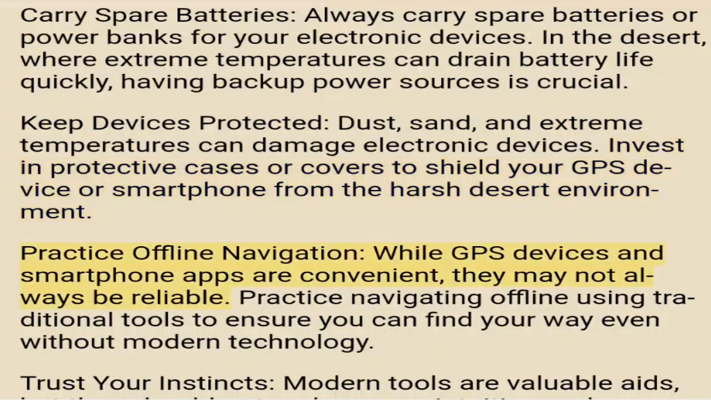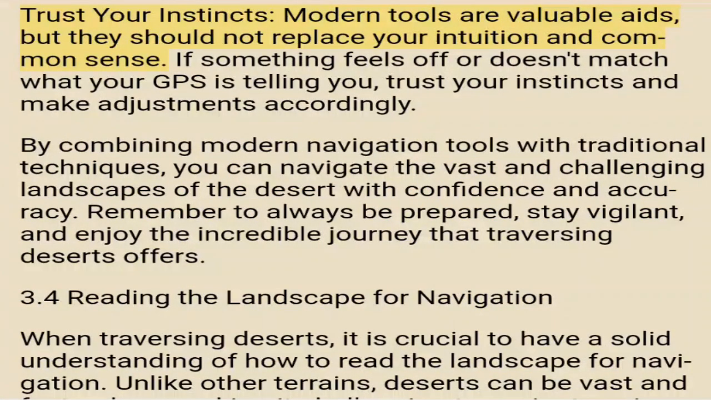Practice offline navigation. While GPS devices and smartphone apps are convenient, they may not always be reliable. Practice navigating offline using traditional tools to ensure you can find your way even without modern technology. Trust your instincts. Modern tools are valuable aids, but they should not replace your intuition and common sense. If something feels off or doesn't match what your GPS is telling you, trust your instincts and make adjustments accordingly.